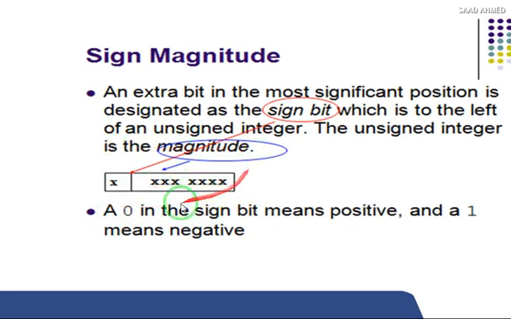The right side is the LSB, the least significant bit, and the left side is the MSB, the most significant bit. In the sign magnitude system, in 8 bits the 1 bit MSB will be considered as the sign bit, and the remaining 7 bits will be considered as the magnitude. This sign bit tells the processor whether it is a positive or a negative number. If this bit is 0, it is a positive number, and if it is 1, it's a negative number.